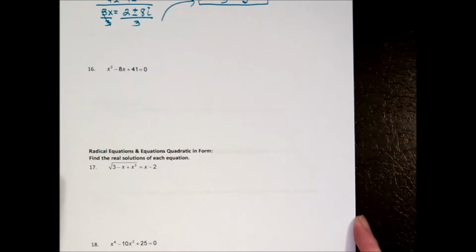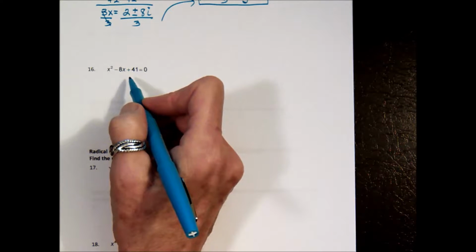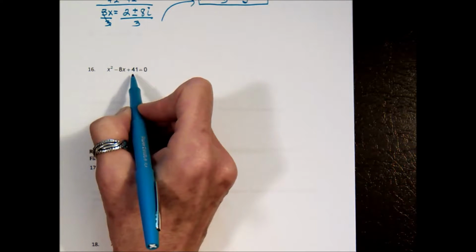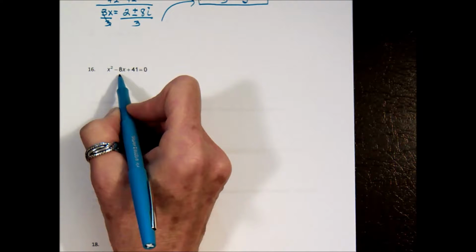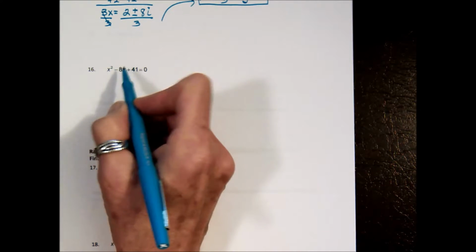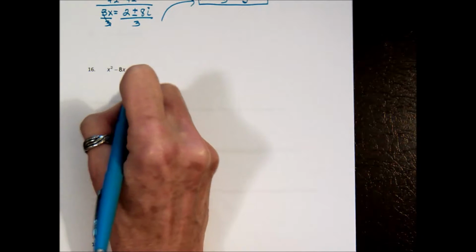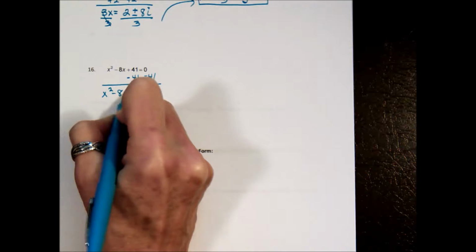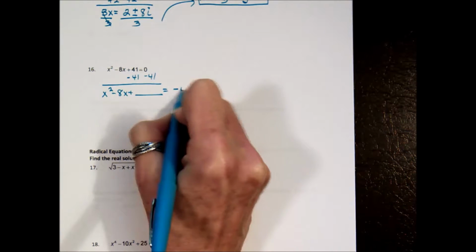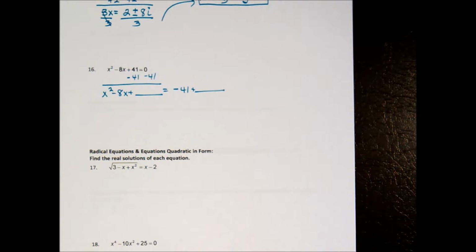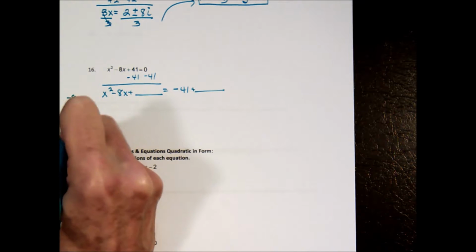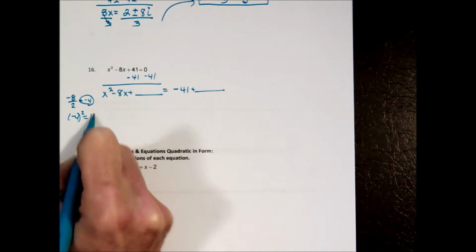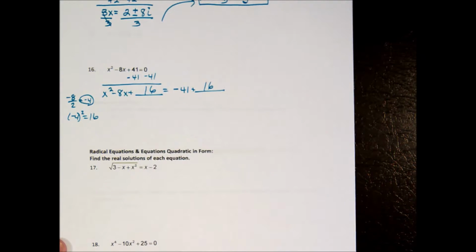Looking at the next one, I'm going to choose complete the square. And the reason is there's a 1 here. It's not factorable. There's no factors of 41 that make -8. And this is an even number, so it makes sense to use complete the square. So I'm going to subtract a 41 from both sides. x squared minus 8x plus some magic number equals -41 plus the same magic number. -8 divided by 2 is -4, and -4 squared is 16. So that's my magic number.